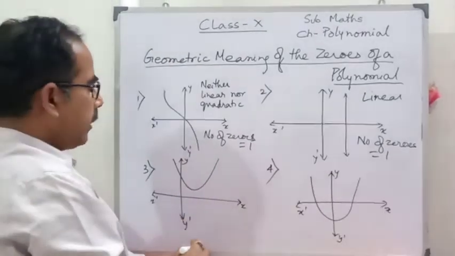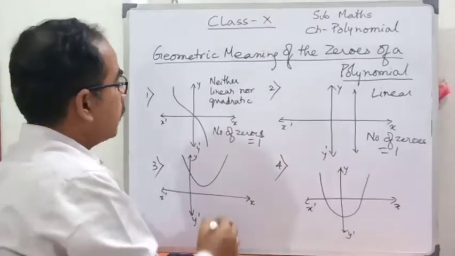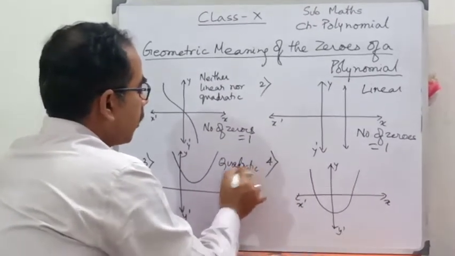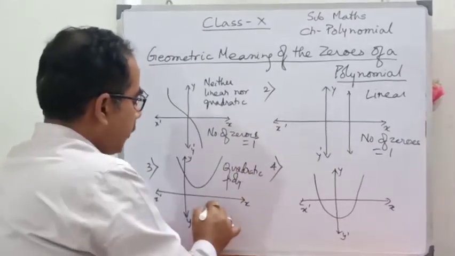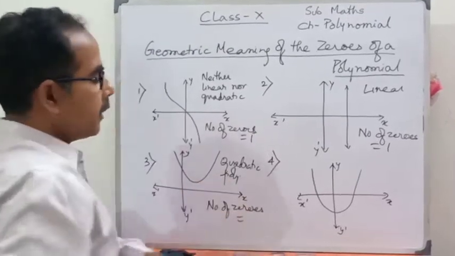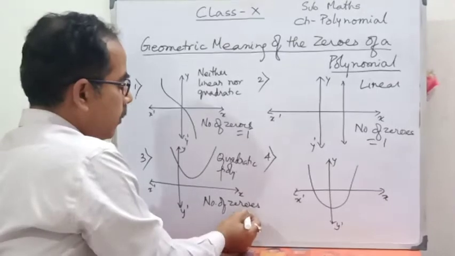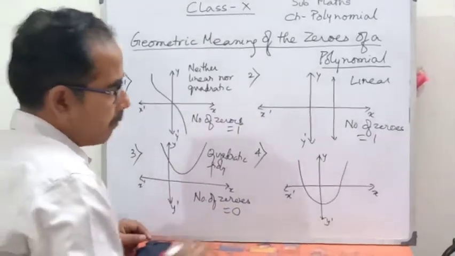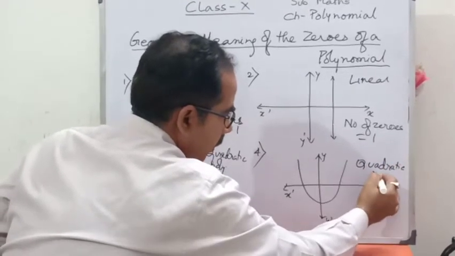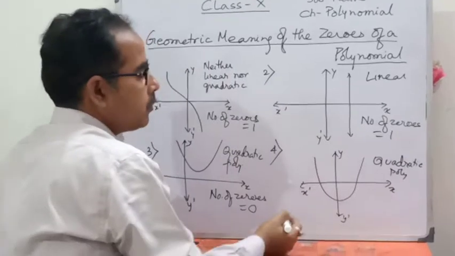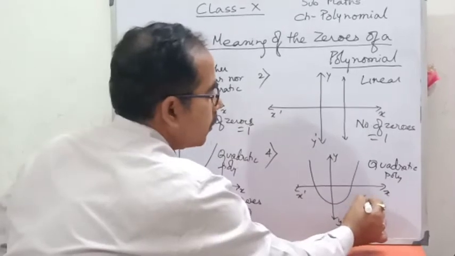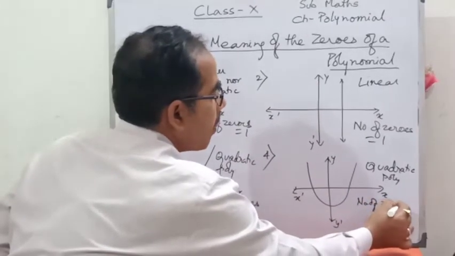But here, look, the curve goes like a parabola. So this is a quadratic polynomial. And the number of zeros, as it does not intersect the x-axis at any point, is equal to 0. No intersecting point. But here also a quadratic polynomial, and how many zeros? Look here. This is one intersecting point. This is another intersecting point. Two intersecting points. So the number of zeros is equal to 2.